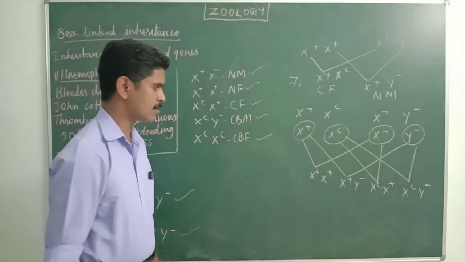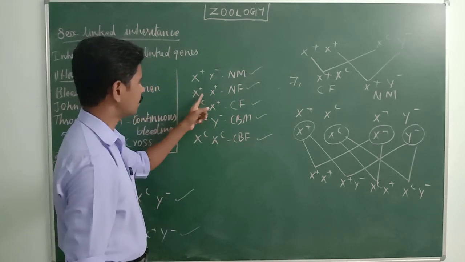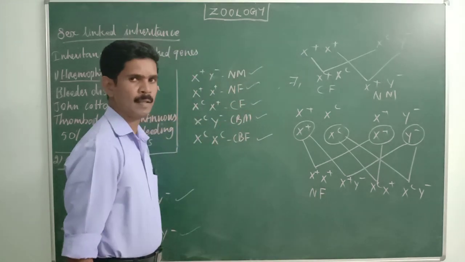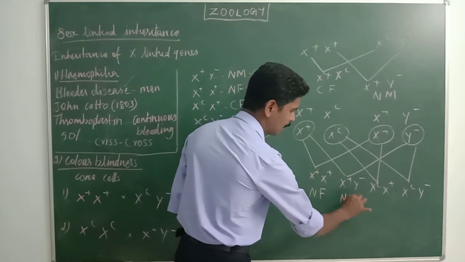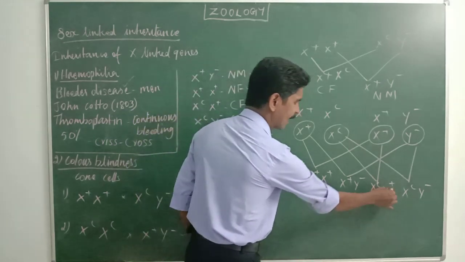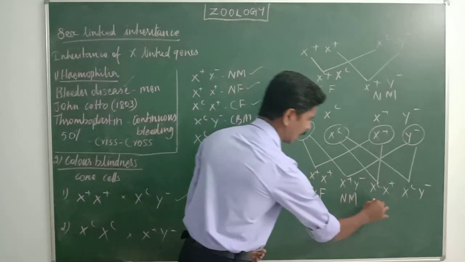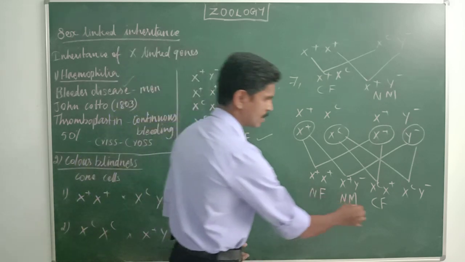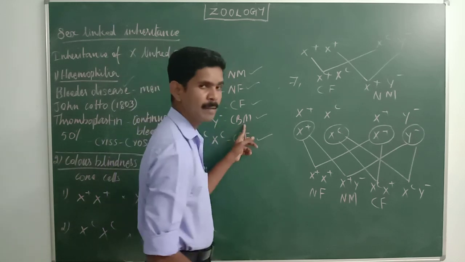Now listen very carefully, dear students. X plus X plus is a normal female. X plus Y minus is a normal male. XC X plus is a carrier female. And last, XC Y minus is a colorblind male.